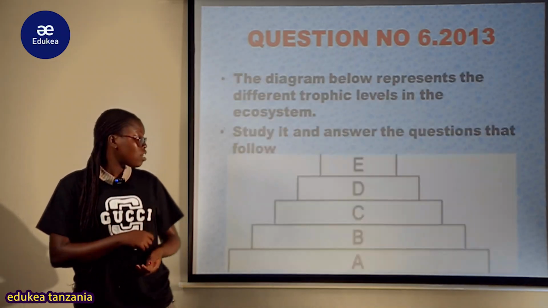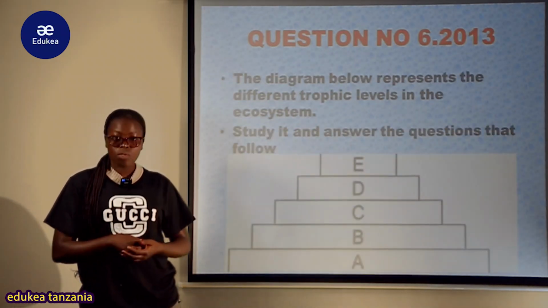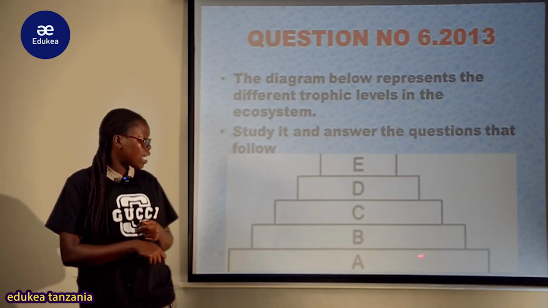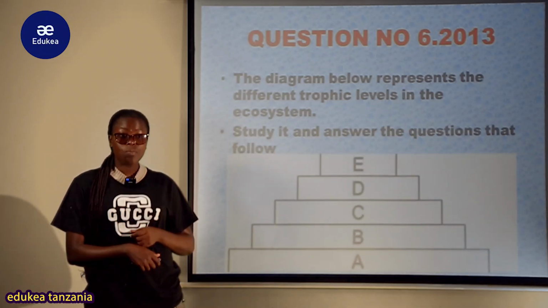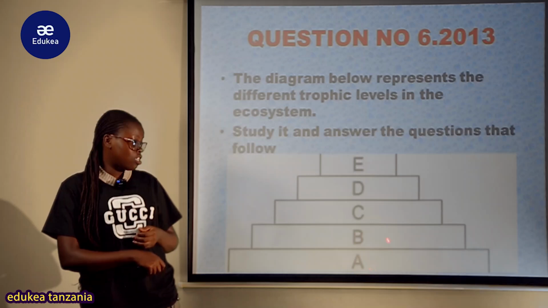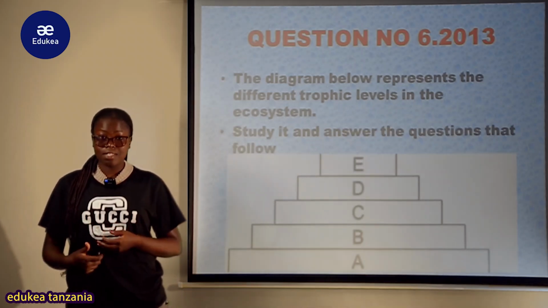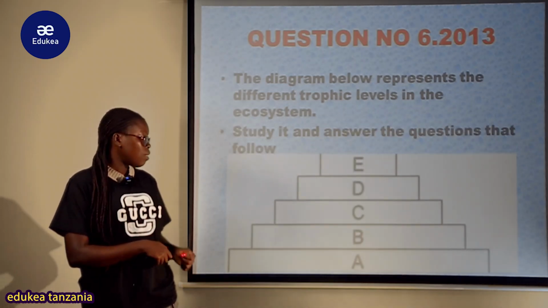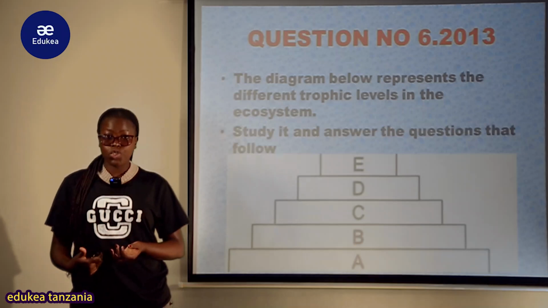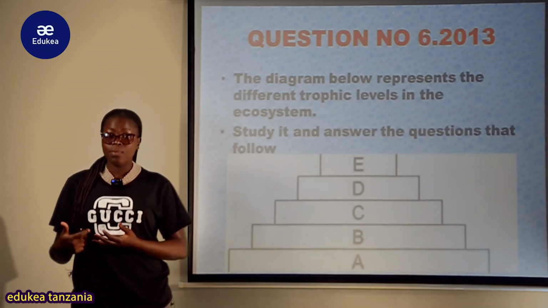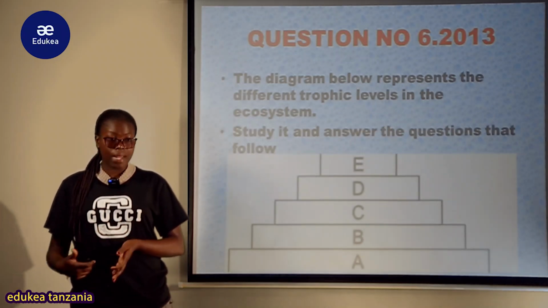In the first question we were required to label. We go to the diagram, the one found at the bottom is the producer. So A represents the producer, for example grasses and shrubs. Likewise B, these are the primary consumers, these are the herbivores, these organisms feed on the grass or on the plants.